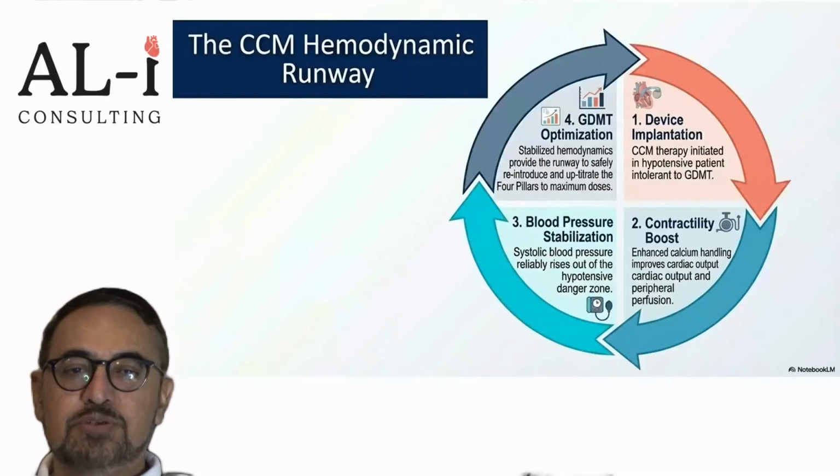CCM can also be useful when hypotension blocks GDMT optimization. The cycle begins with device implantation in a patient who cannot tolerate medical therapy because of low blood pressure. By improving calcium handling and contractility, CCM can increase cardiac output and peripheral perfusion. As hemodynamics stabilize, systolic blood pressure rises out of the hypotensive danger zone, creating a runway. Once the circulation is more stable, clinicians can safely reintroduce and uptitrate the four pillars of medical therapy. So CCM in the right patient can be the bridge that allows GDMT to happen.